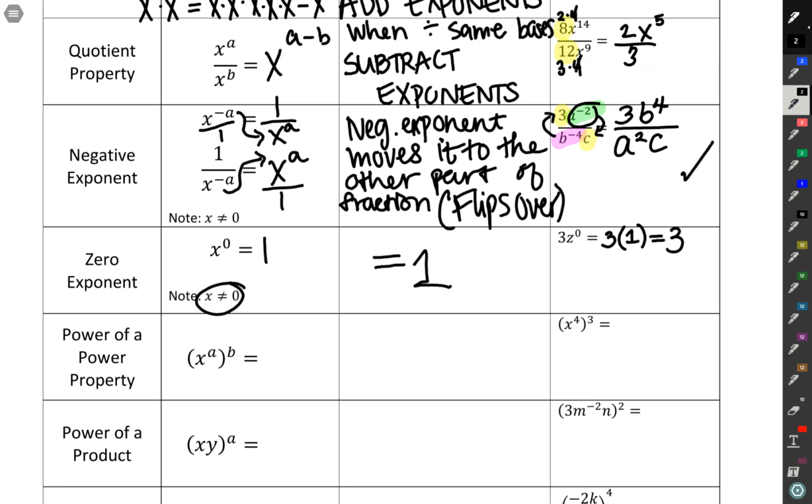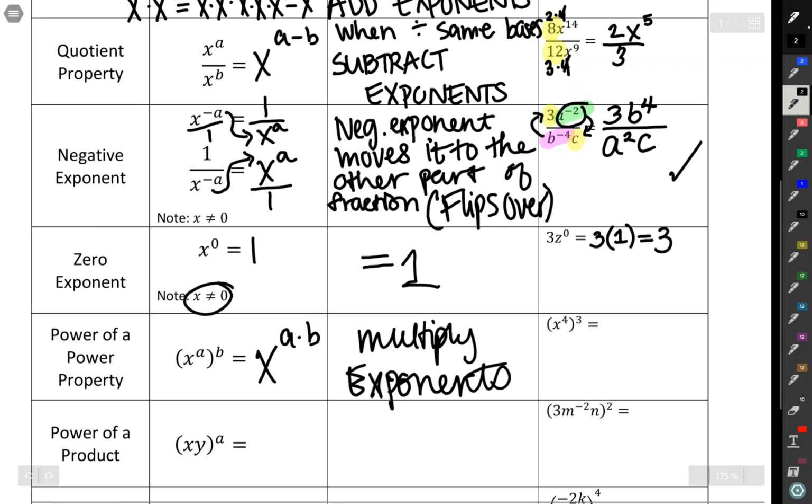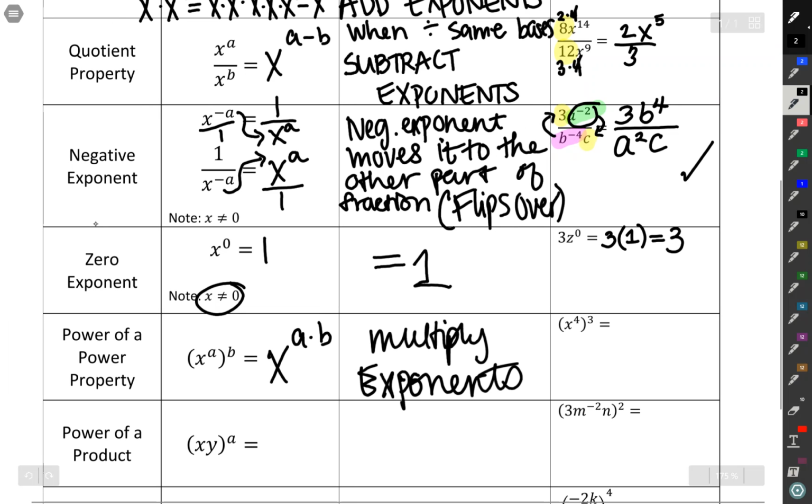Okay, then a power of a power property, you multiply the exponents. So this is when you're taking x to some power and then taking it to another power. So multiply exponents. So here we got x to the 4th to the 3rd power. That becomes x to the 12th.